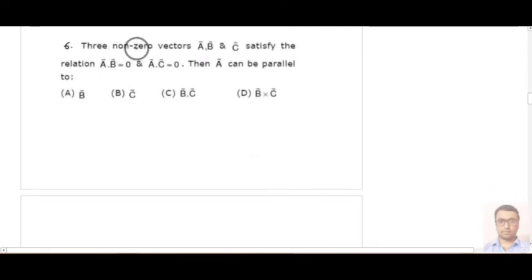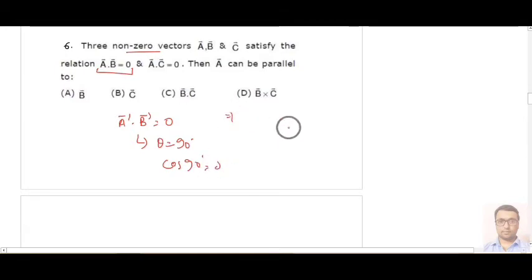In question number 6, it is saying that we have three vectors a, b, c such that a dot b is 0. Now we know that dot product is 0 for any two vectors if the angle between them is 90 degree, because cos 90 is 0. In that case what we will do, we will try to make some projection for a and b. Suppose this is vector a and this is vector b. Both are having this angle 90.